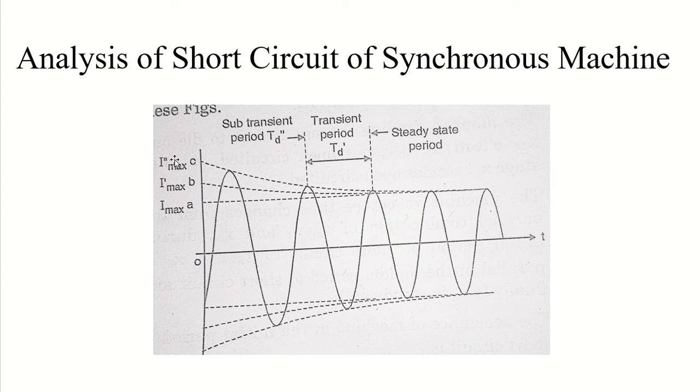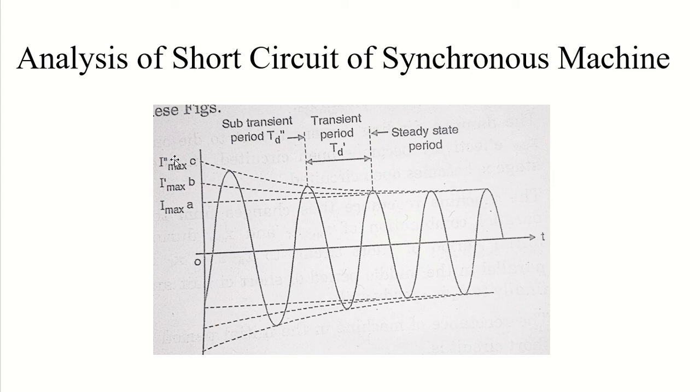When a short circuit fault occurs at the terminals of a synchronous generator, what will happen? The initial short circuit current will be limited by the subtransient reactance. Remember, last time we divided reactances into three parts: subtransient, transient, and steady state. After a few cycles, the current will be controlled by the transient reactance, right? And after that, the transient period will be over.